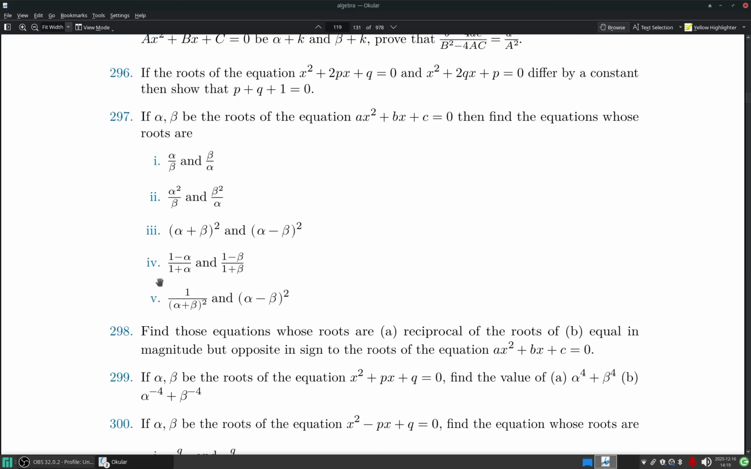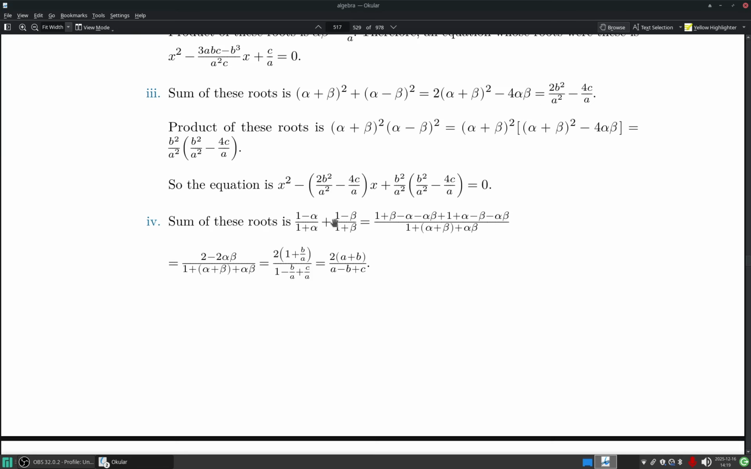The fourth one is 1 minus alpha by 1 plus alpha and 1 minus beta by 1 plus beta. So we find the sum, and the sum turns out to be 2 minus 2 alpha beta. By taking LCM and cancelling out terms, you see minus alpha plus alpha will get cancelled. Minus beta and plus beta will get cancelled. 1 and 1 will be 2, and minus alpha beta minus alpha beta will be minus 2 alpha beta. Product will be 1 plus alpha plus beta plus alpha beta.